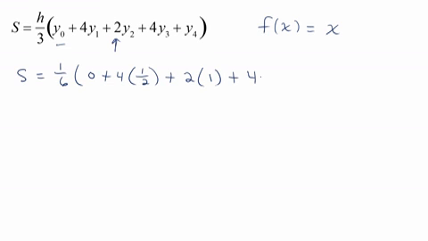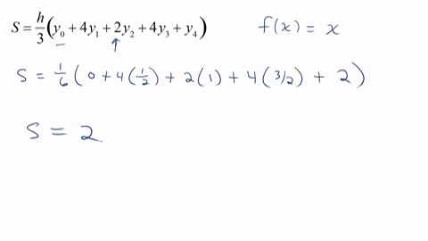plus 4 times y sub 3. Our next jump would be another 1/2. So that would be 3/2. And finally, our last term, y sub 4, we're at our endpoint of 2. So f of 2 is 2. Now we need to do some arithmetic, and we see that s is equal to 2.